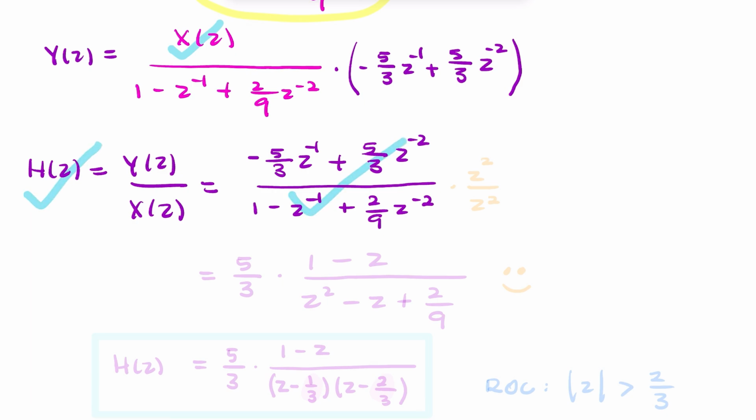So we found the transfer function. It's just not very nice. So I'm going to simplify this. I think I can take 5/3 as a common factor for the numerator, and if I multiply the numerator and denominator by Z squared over Z squared, I then get 1 minus Z in the numerator, and Z squared minus Z plus 2 over 9 in the denominator. And that's much nicer.